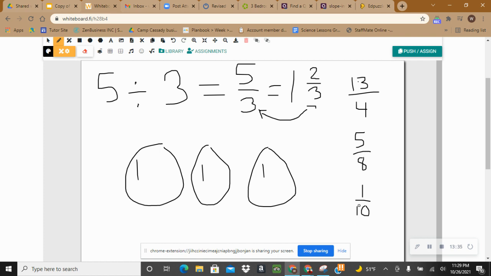Number 6 says, explain how you know the division number sentences you wrote in question 5 are correct. When you're dividing, the first number in the division problem is going to be your numerator. So your numerator is being divided by your denominator, and in the division problem, the first number is being divided by the second number. That's how you're going to know which ones are correct. All right, so you can write that as well. So I know that they're correct because the numerator is being divided by the denominator, and in the division problem, the first number is being divided by the second number.